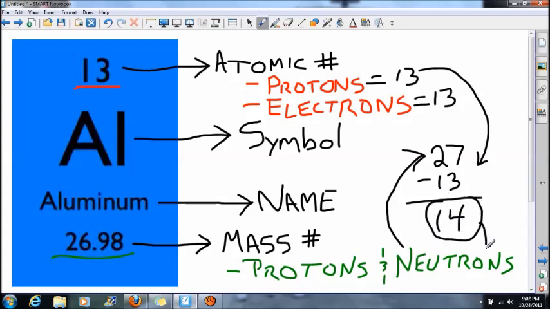Now you know how to use the elements on the periodic table, and so we have an assignment, and you're going to figure out how many protons, electrons, and neutrons several different elements on the periodic table have, and that will be your assignment.